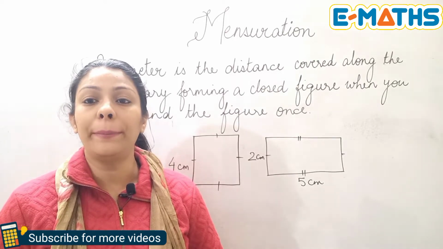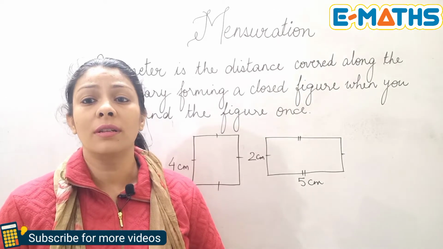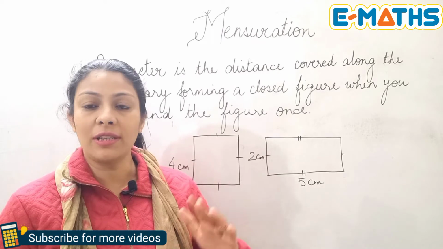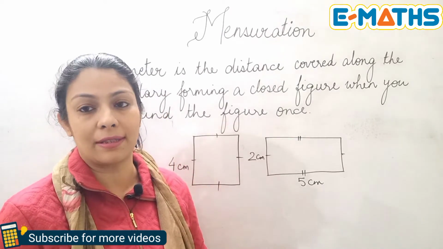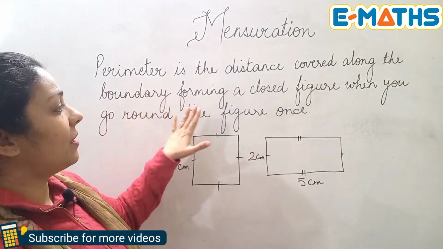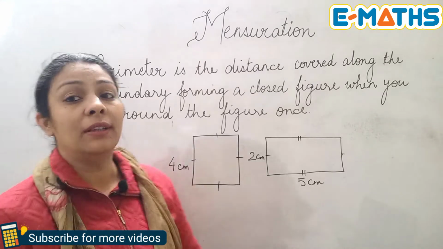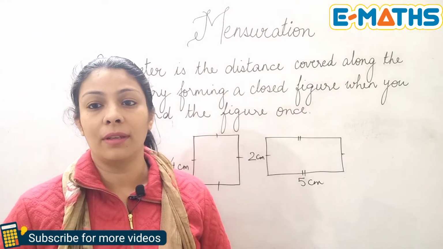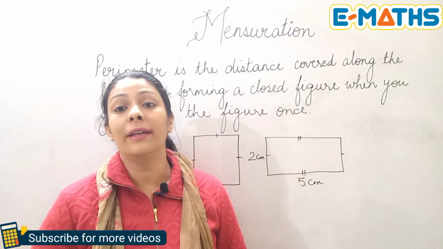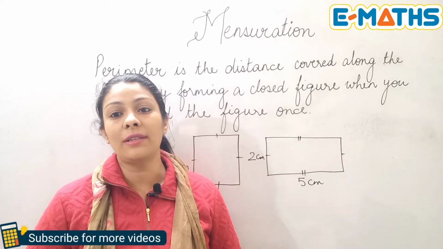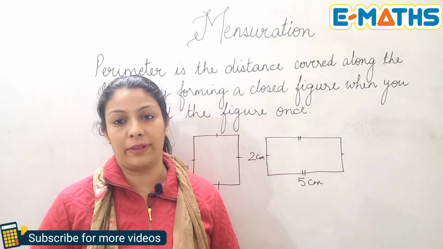I am going to cover perimeter. Perimeter is calculated for any closed shape. Alright, so I'll just give you a bookish definition of this and then I'll let you know what perimeter actually means. So perimeter is the distance covered along the boundary forming a closed figure when you go round the figure once. So that's what perimeter is. It's just calculating its boundary. You just need to add up all the sides to get the perimeter of any closed figure.